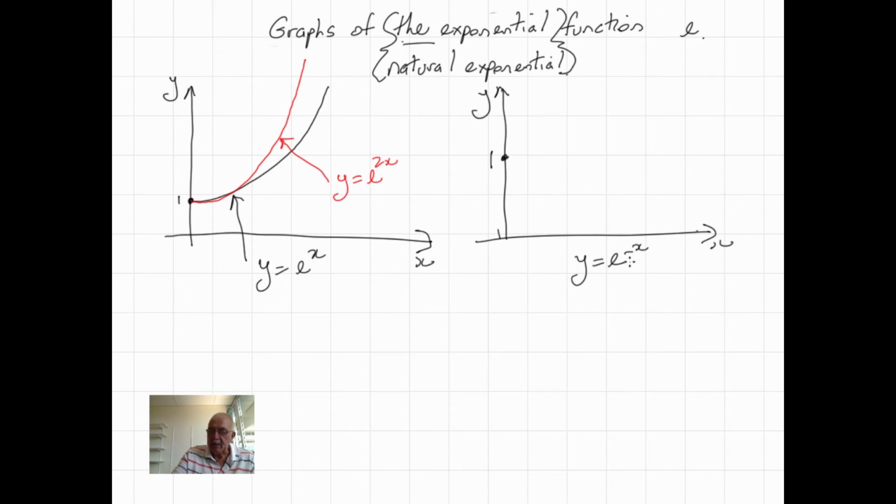As x gets bigger, don't forget e to the minus x is 1 over e to the x. So you can see that as x gets larger, 1 over this is going to get closer and closer to 0. So it won't be a straight line, it'll be a nice curve down, and it'll keep going out there.